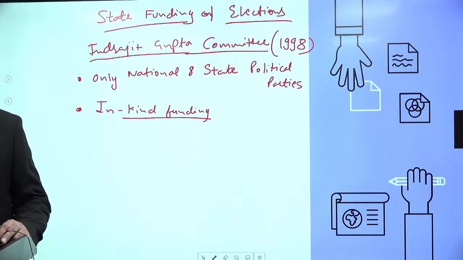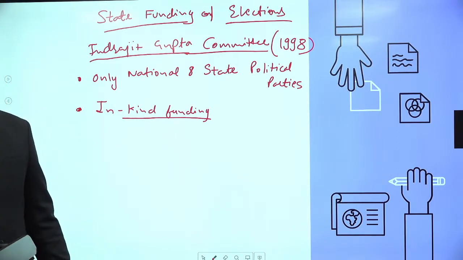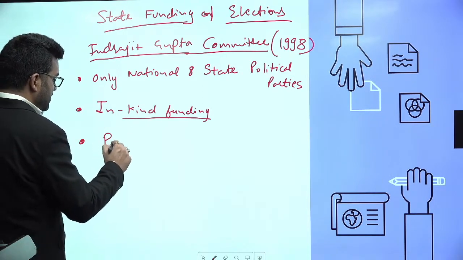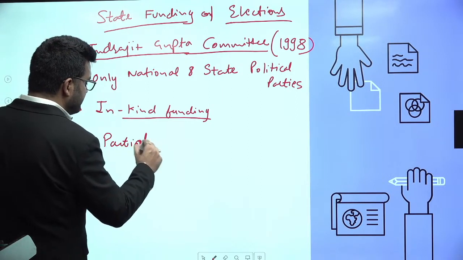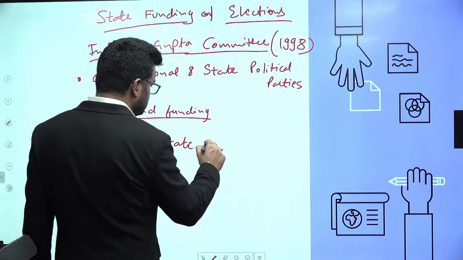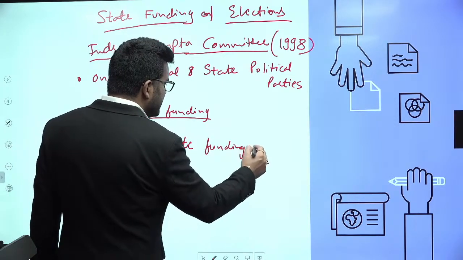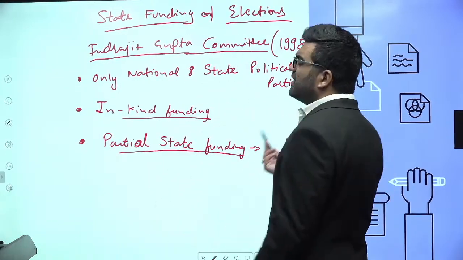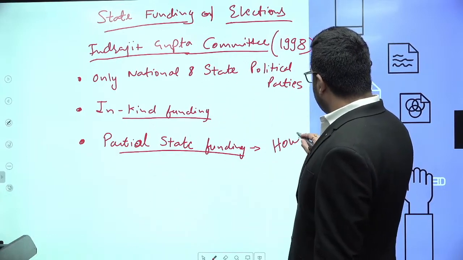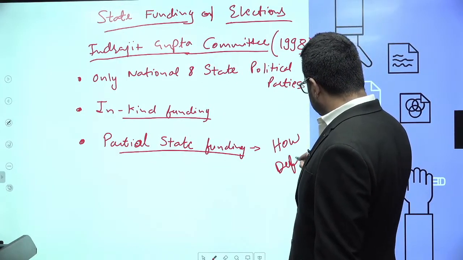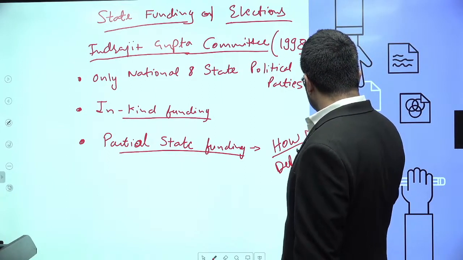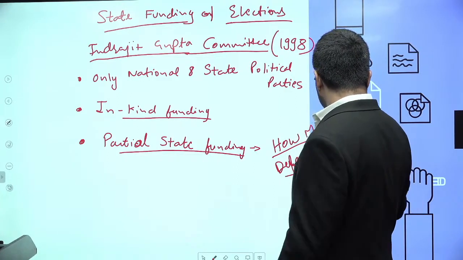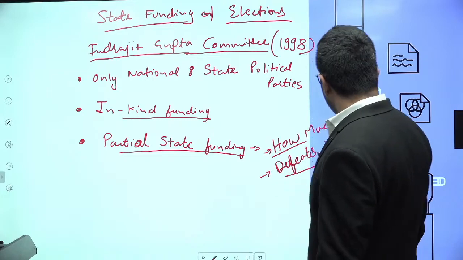The committee noted that at the time of the report, the nation's economic climate was conducive to partial state funding, not full state funding. Now, this is not quite a sane recommendation. Why? Partial, but how much partial? How would you get to know about the remaining? This defeats the very logic.